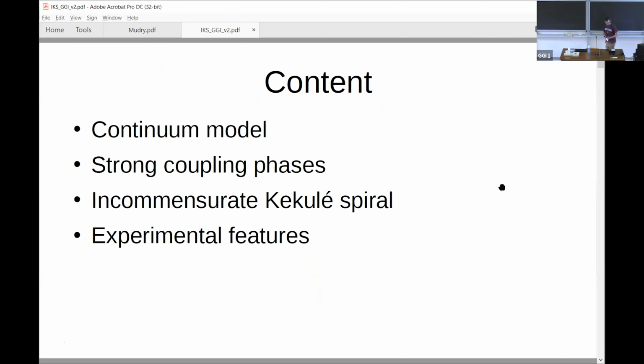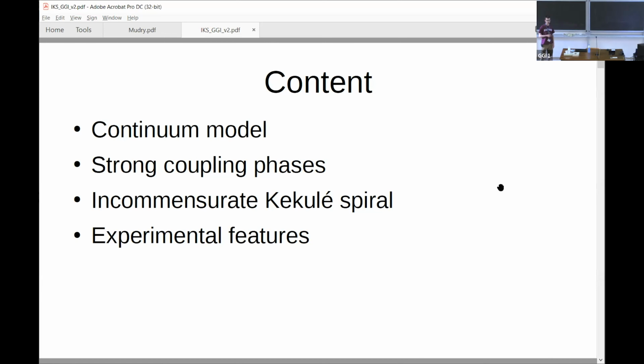So the content of my talk is as follows. I'll start by introducing the so-called continuum model, which is the model for the band structure of twisted bilayer graphene that we're going to be using. And then I'll move on to talk about a certain limit of twisted bilayer graphene, the so-called strong coupling limit, where we can get some exact results.